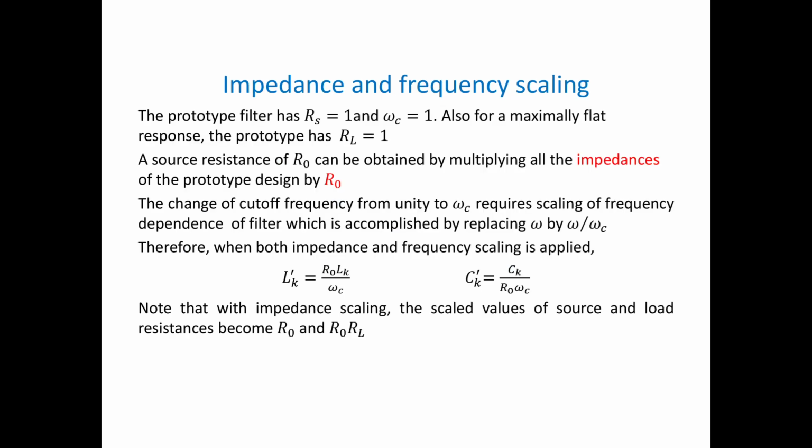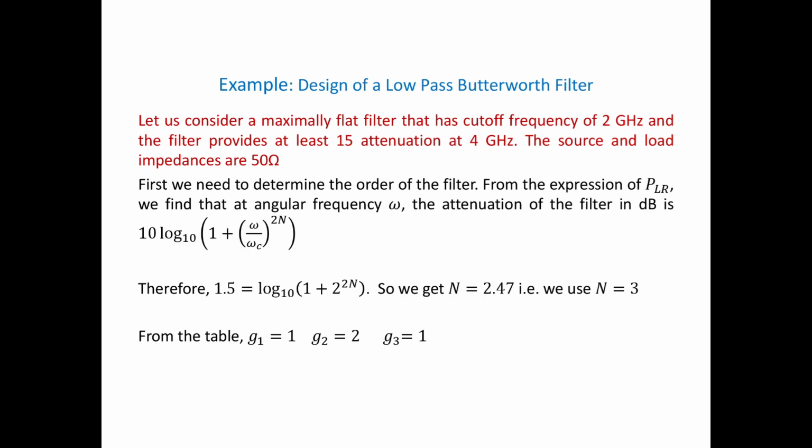Impedance and frequency scaling. The prototype filter has Rs equal to 1, ωc equal to 1, also maximally flat response, and the prototype has RL equal to 1. A source resistance of R0 can be obtained by multiplying all the impedances of the prototype design. The change of cutoff frequency from unity to ωc requires scaling of the frequency dependent elements of the filter, which is accomplished by ω replaced by ω/ωc. Note the impedance scaling gives the scaled version of source and load resistance R0 and R0L.